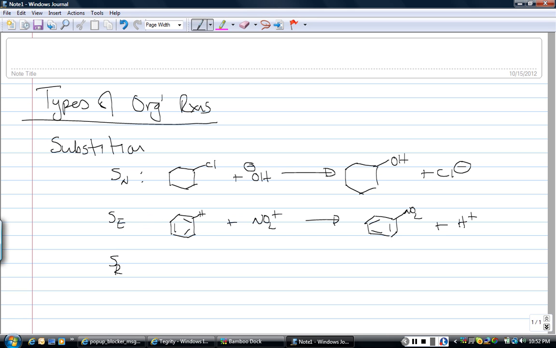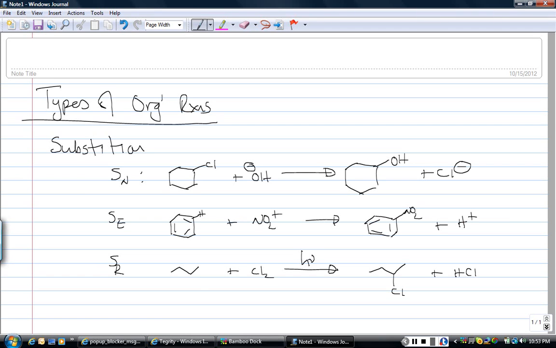You can also have radical substitution, where, for example, I take this compound and I treat it with chlorine in the presence of light, and I'll end up with this compound. I'll get R-Cl plus HCl. So these are substitution reactions: nucleophilic substitution, electrophilic substitution, and radical substitution.